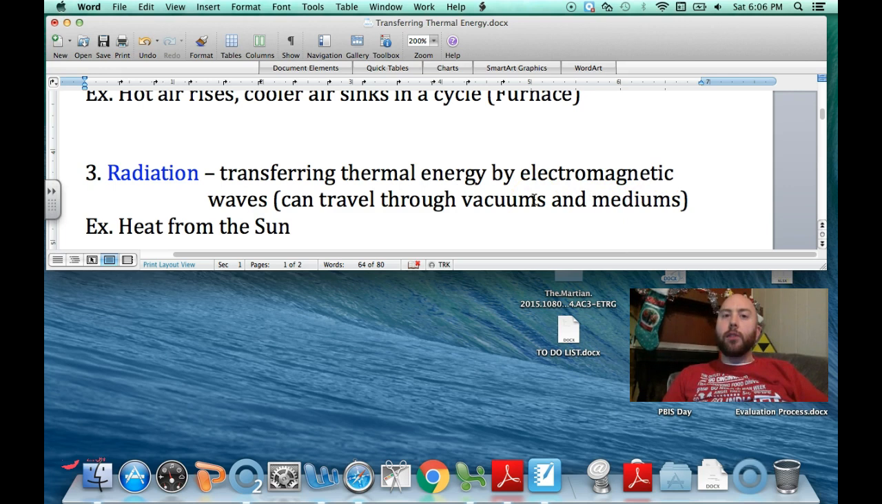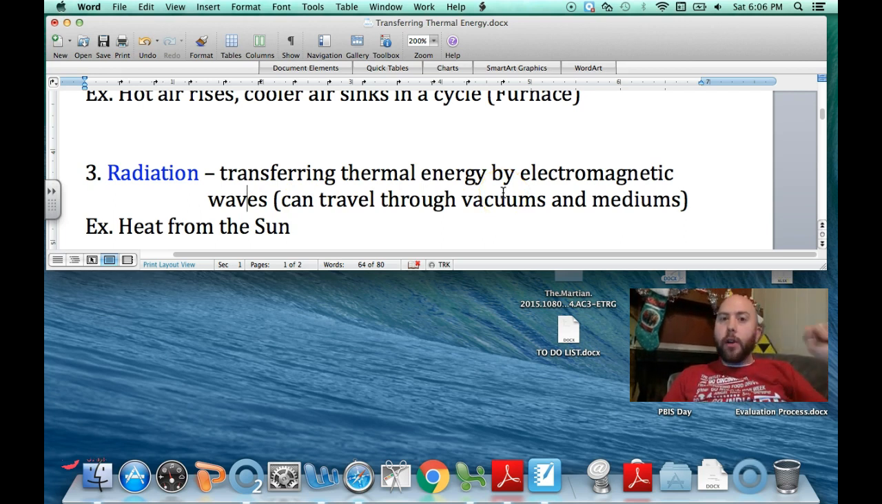A vacuum means there's no solid, liquid, or gas, like outer space. Now, granted, there are very few gas particles in outer space, but they're so far apart that they don't even matter. But yes, radiation can travel through a vacuum. This is how we get heat from the sun.